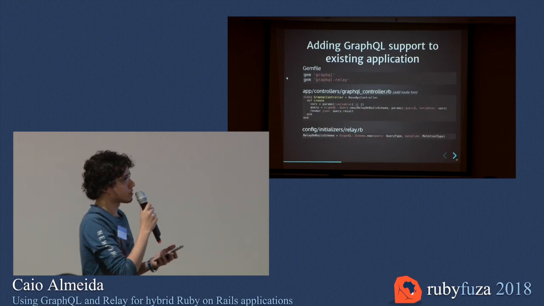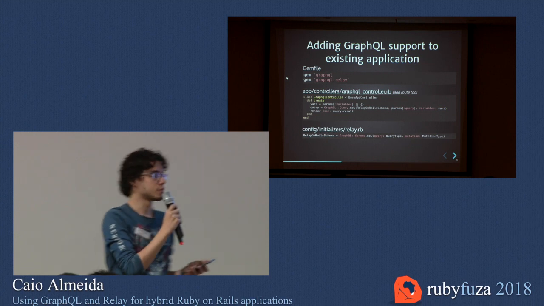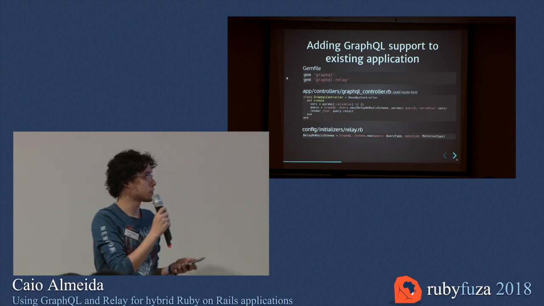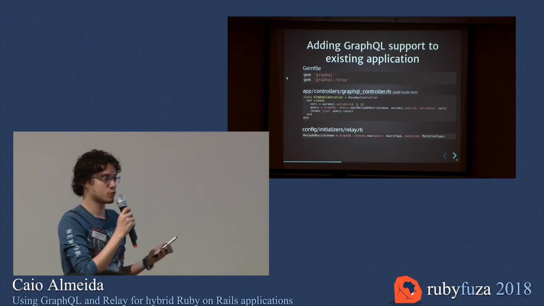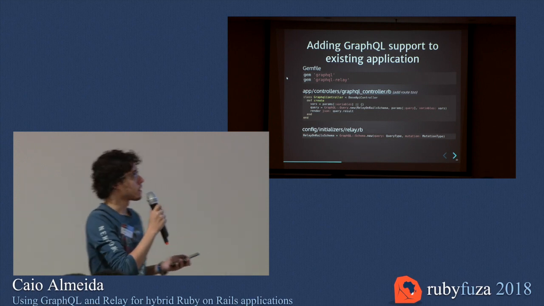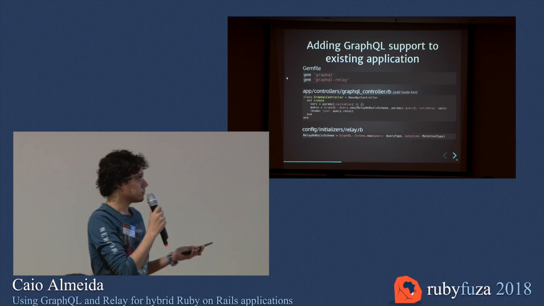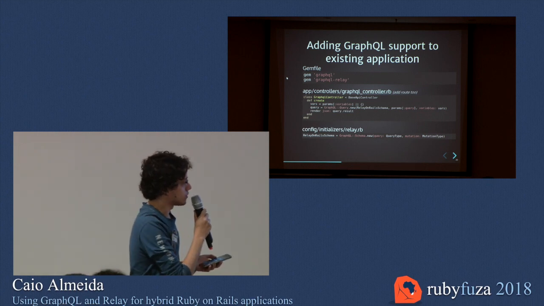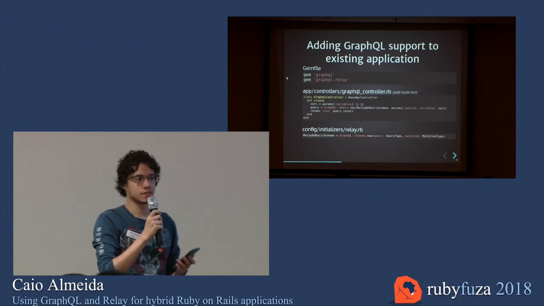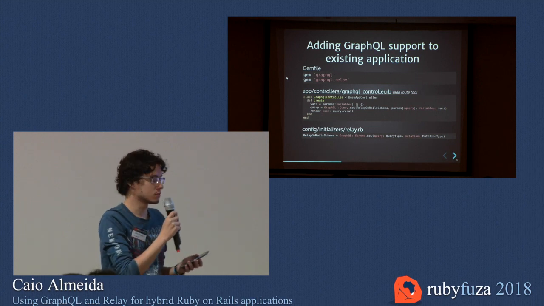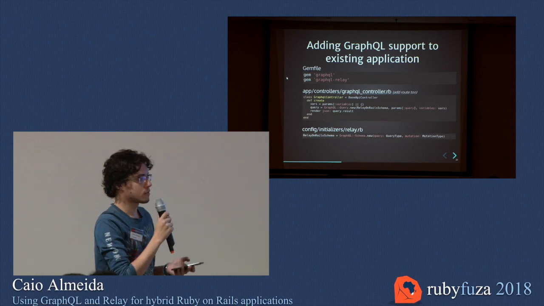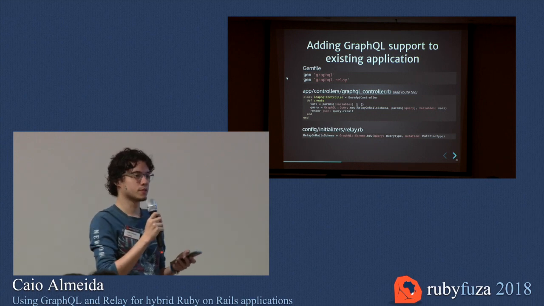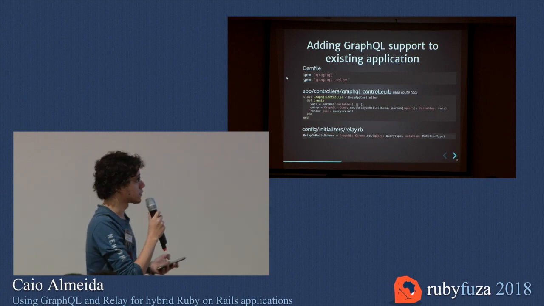Or you can add GraphQL to your existing application, and there is a Ruby gem for that. You just need to add the gem, implement one controller with its own route, and then add an initializer that's going to load your schema from your local file. And that's it. It's just 3 steps, and you have a Rails application with GraphQL support.